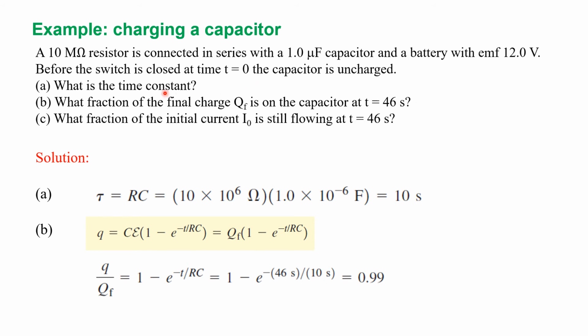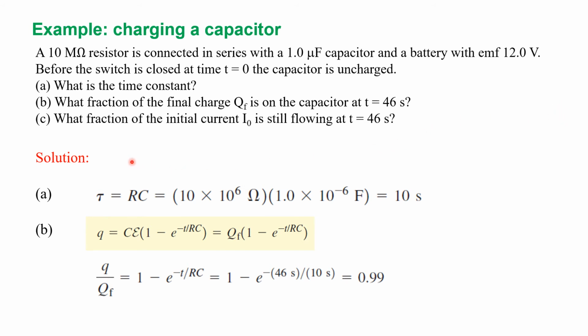Again, you have a 10 mega ohm resistor that is connected in series with a 1 microfarad capacitor and a battery with EMF 12 volts. So you can just imagine the circuit that we have when discussing charging your capacitor. Before the switch is closed at time equals 0, the capacitor is uncharged. What is the time constant? And what fraction of the final charge QF is on the capacitor at time equals 46 seconds? What fraction of the initial current I naught is still flowing at time equals 46 seconds?